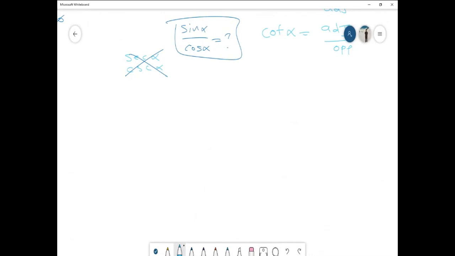And we have some formulas. You need to memorize them. Sine squared of any angle, doesn't matter, plus cosine squared of any angle is always equal to 1.